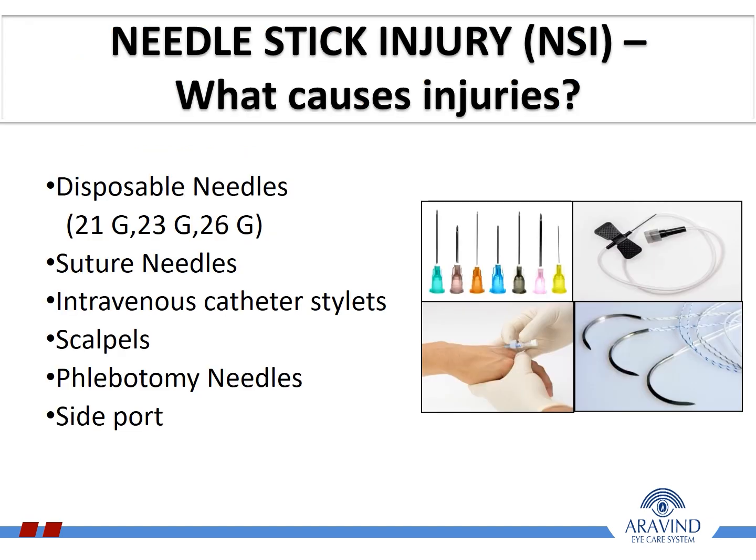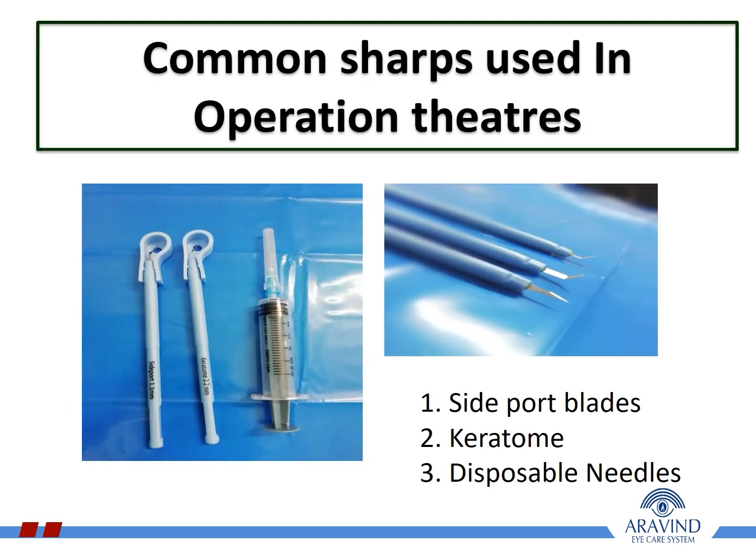Needle stick injury can be caused with disposable needle, sharp suture needles, intravenous catheter stylets, scalpels, phlebotomy needles, and side ports. The common sharps that are used in operating theatres that can cause needle stick injury include side port blades, keratome, and disposable needles, especially the 26 gauge bent cystitome.